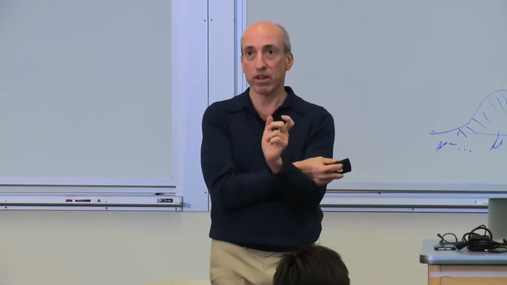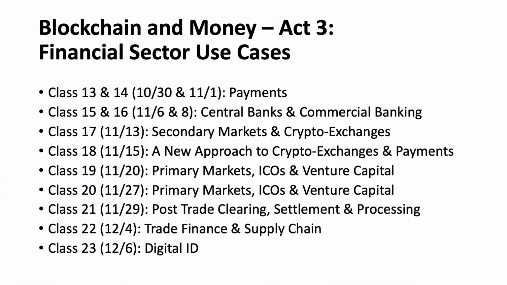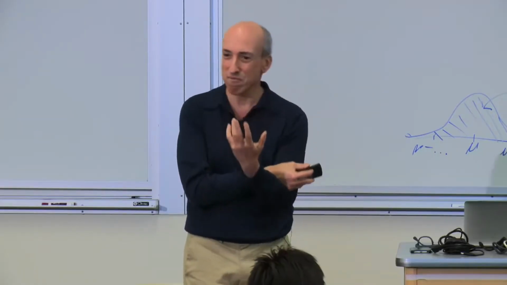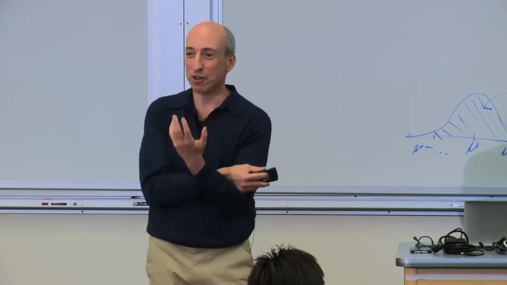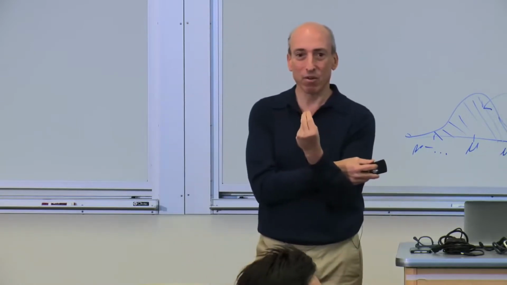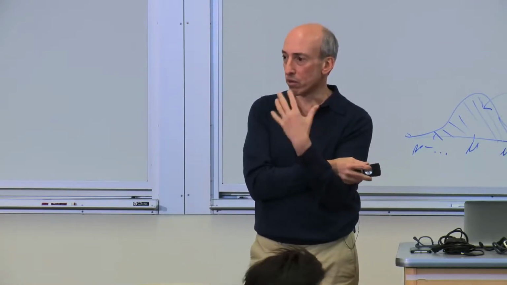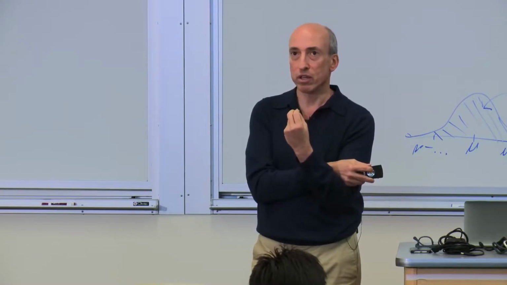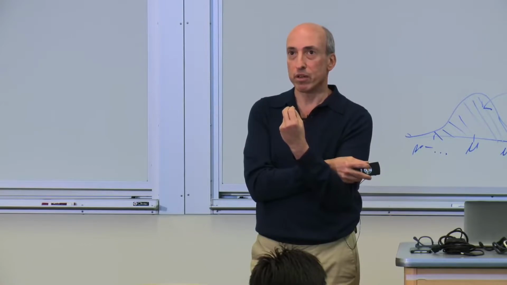But in a couple of places, digital ID, for instance, I thought it was thin. There's the Estonia case, but I'm not sure it's a blockchain. I'm admitting in advance, some of these are a little thin, but still good.